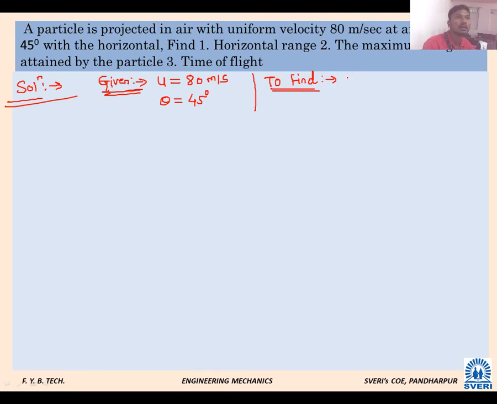Range. Horizontal range, or I will say range. Okay, range here is horizontal. R is equal to how much? Second, maximum height. We call it H max. How much is it? And third one, time of flight. Time of flight T.